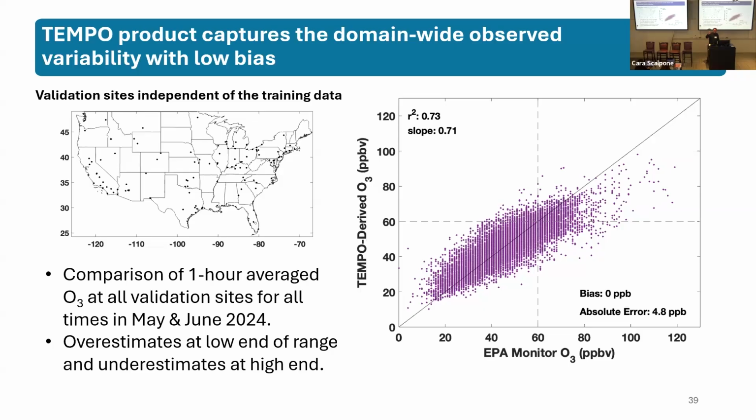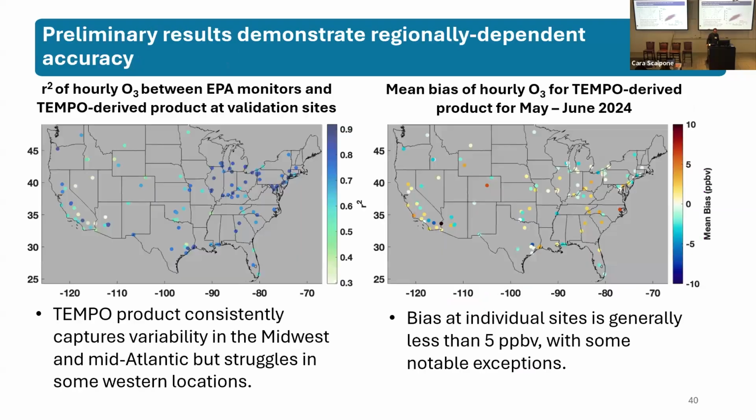You will notice that we do tend to underestimate the ozone at the highest values, which is unfortunate because that's where we're probably most interested in the ozone. That's not an unexpected problem. This is one of the issues with machine learning models. So we have some methods that we're looking into to try to improve this, including using more data should help fix that problem.